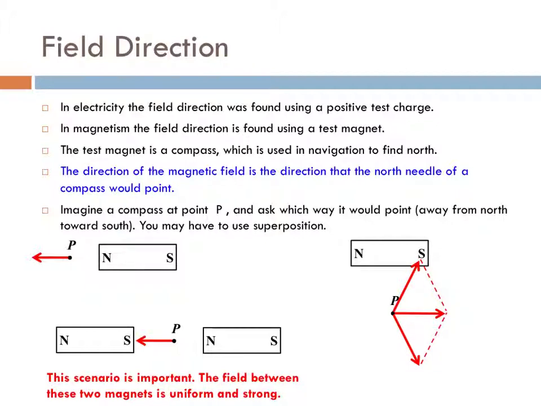So, in all these cases, we're going to look at point P and ask which way a compass would point at those positions. So over here, in our first picture, our compass would point to the left. Here, if we have a north and a south pole, our compass would also point to the left. This is going to be one of the most important situations because this is where we have a very, very strong magnetic field. And then over here, you might need to use superposition, and we'll see an example of that at the end of the video.